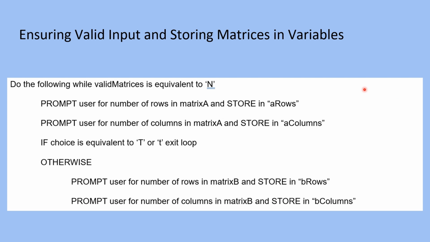To ensure the desired matrices are valid, I'm going to do the following while valid matrices is equivalent to n. I'll prompt the user for the number of rows in matrix A and store in A rows. I'll prompt the user for the number of columns in matrix A and store in A columns. If the choice is equivalent to capital T or lowercase t, I'll exit the loop because we only need one matrix. Otherwise, I'll prompt the user for the number of rows in matrix B and store in B rows, and prompt the user for the number of columns in matrix B and store in B columns.